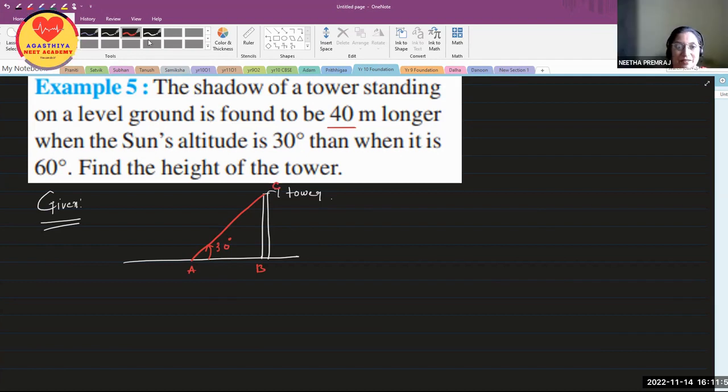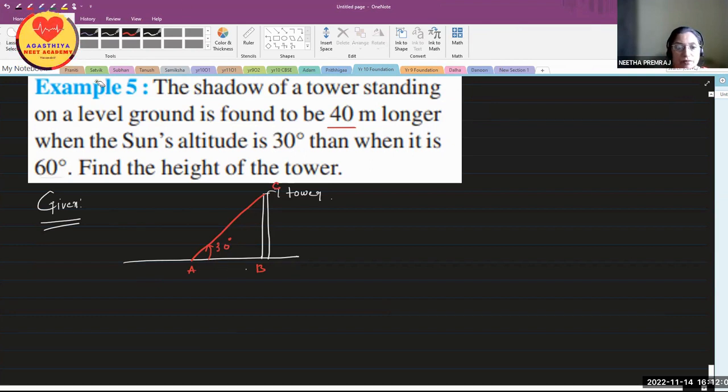Very good, very good. That is 40. This is the shadow, isn't it? When it is 60 degree, when the altitude is, okay. Oh, no. Wait. I think we made a mistake.